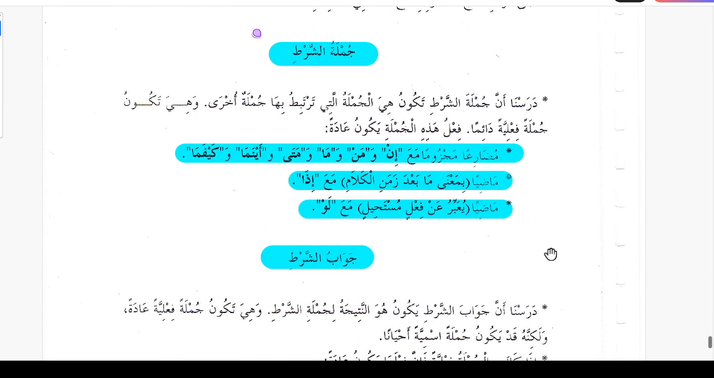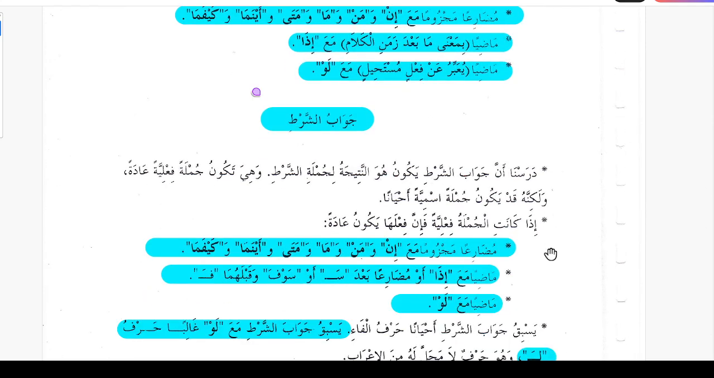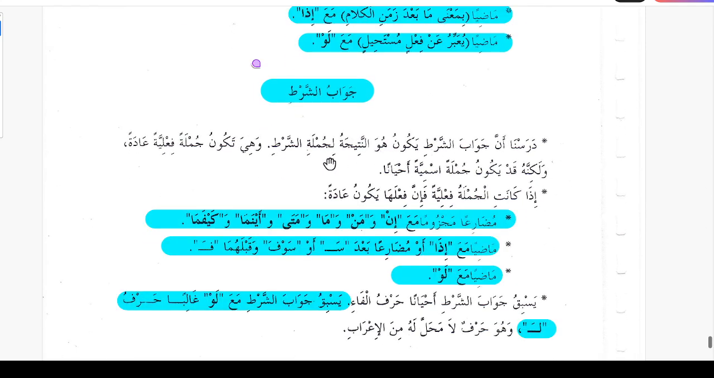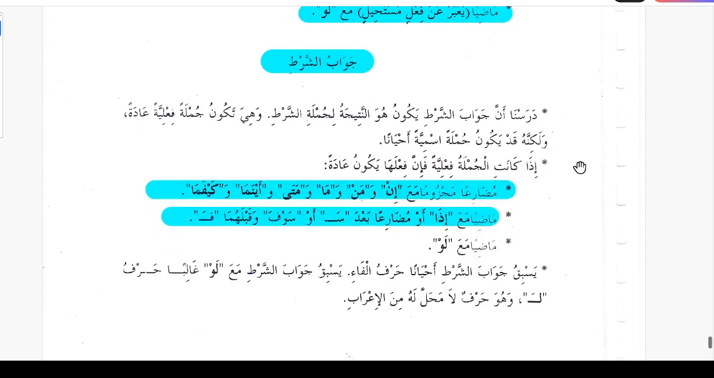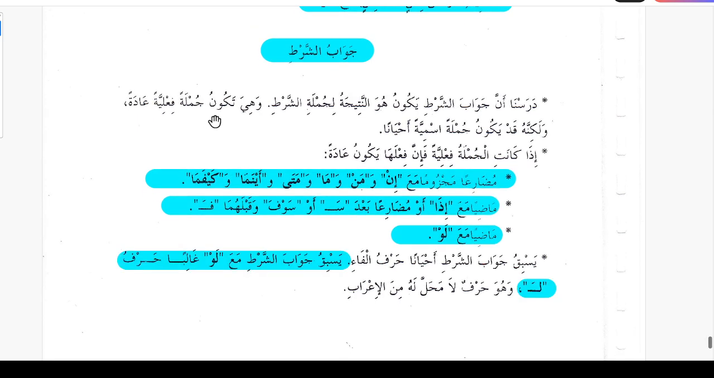Okay, so that was the jumla shartiya. And what about jawab shart? We have studied that the jawab al-shart is the result of the jumla shartiya, and it is normally a verbal sentence, jumla fi'liyya, but sometimes it is also used as a jumla ismiyya.